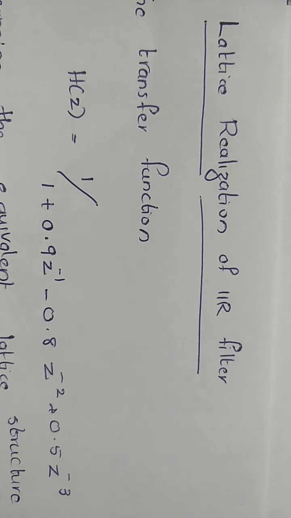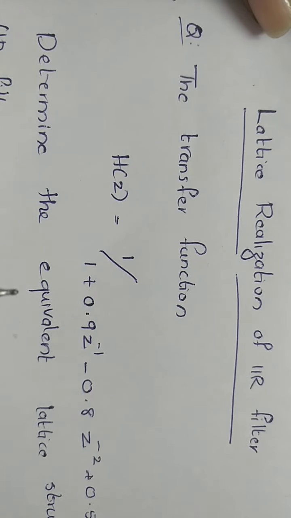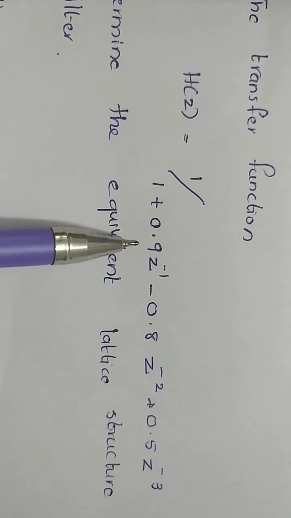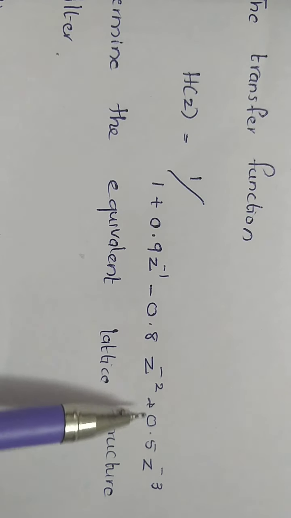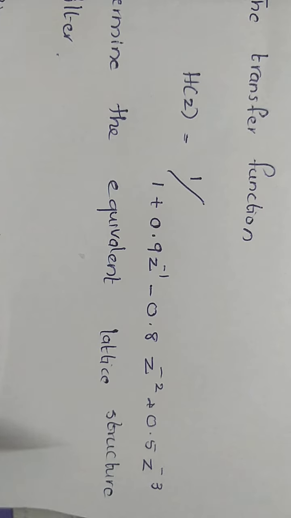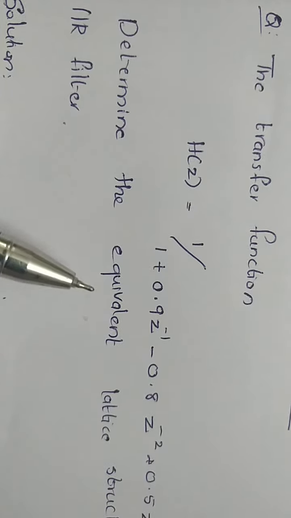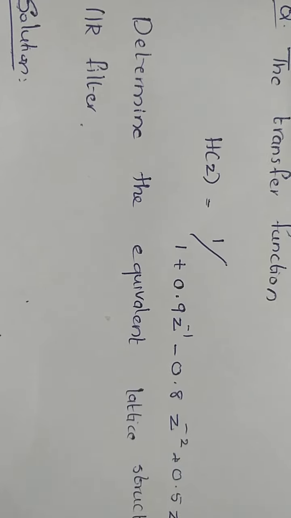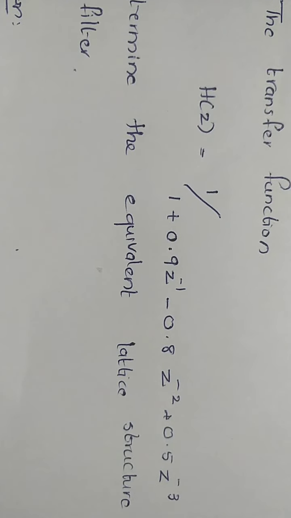Lattice realization of IIR filter. A question is given like this. The transfer function H(z) is equal to 1 by 1 plus 0.9 z inverse minus 0.8 z raised to minus 2 plus 0.5 z raised to minus 3. This is the transfer function given. We want to determine the equivalent lattice structure of the all-pole IIR filter. Okay, we want to find out the equivalent lattice structure of the above transfer function.